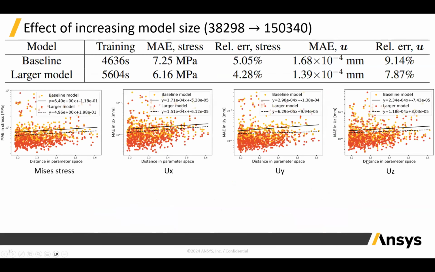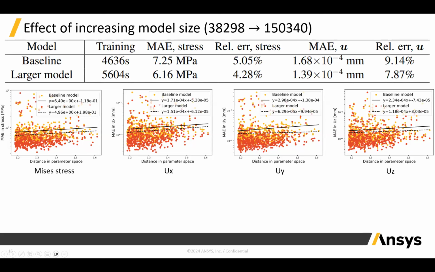And then we wanted to look at what happens if we just increase the model size without any other kind of model or problem specific hyperparameter optimization. So in this case, we went up from about 38,000 all the way up to 150,000. So that's about a 3-4x increase. You see that the training time went up mildly by about 21%. And then we get a lot better prediction error, lower mean absolute error, lower relative error. Then it's the same story for the displacement.